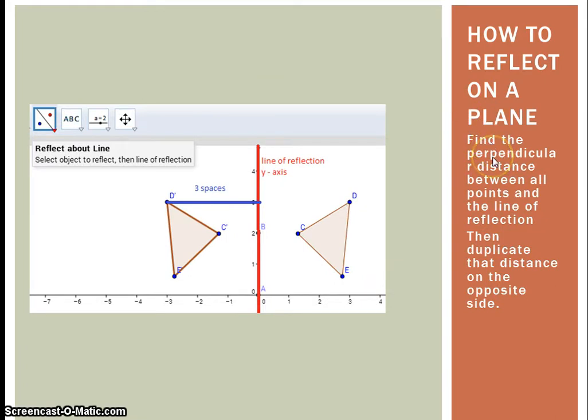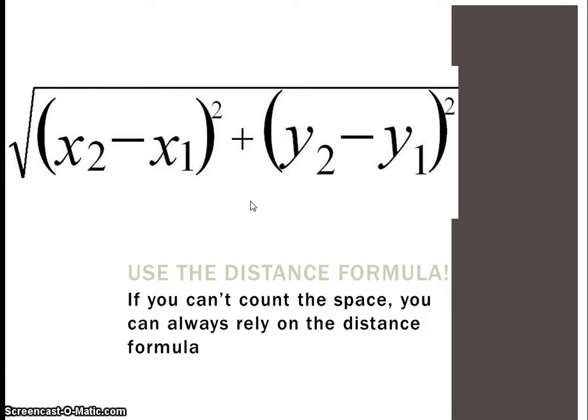Now that we've found the perpendicular distance between the point and the line of reflection, we're going to duplicate that distance on the opposite side. So now we originally started with 3 perpendicular spaces from point D. Now we have D prime, its image, 3 perpendicular spaces away on the opposite side. We can use the distance formula, something we learned earlier in the year, if we can't count the spaces.